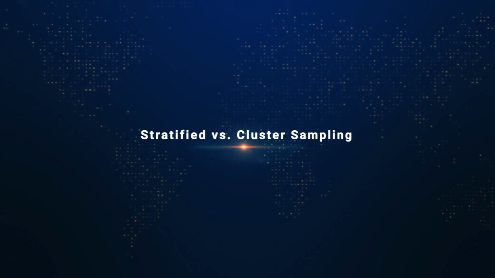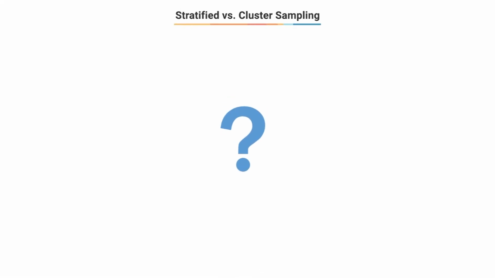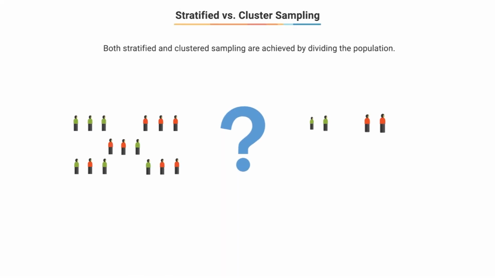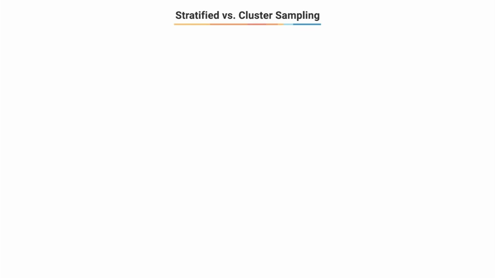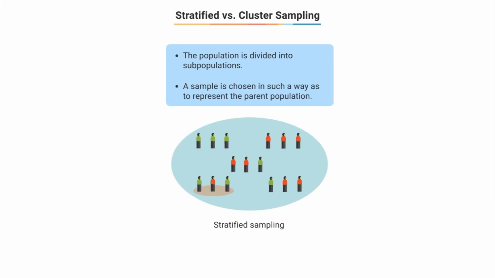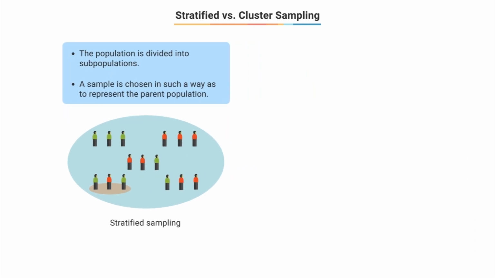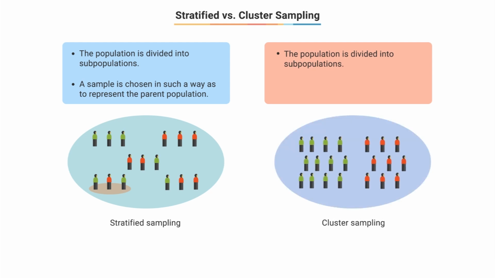Let us understand the difference between stratified sampling and cluster sampling. Some of us might get confused between stratified sampling and cluster sampling, as in both cases, we are dividing the population into subpopulations. In stratified sampling, we divide the population into subpopulations and select the sample units in the same proportion as the subpopulations, so that the sample is as representative as the parent population. However, in the case of cluster sampling, we also divide the population into subpopulations or clusters, but unlike stratified sampling, we only study selected clusters and not all the clusters.